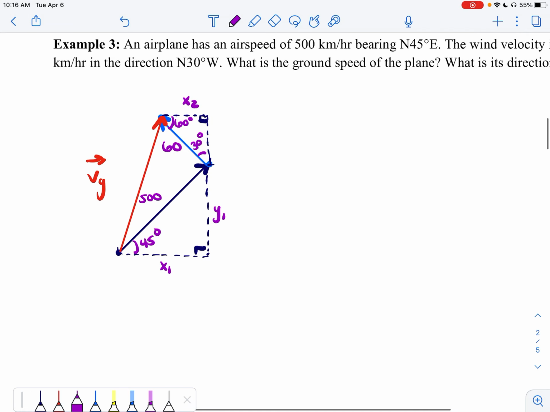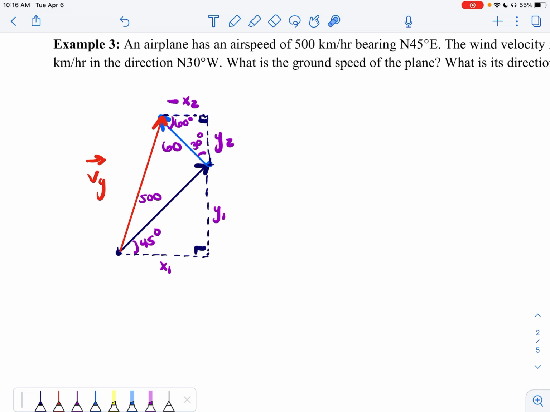Now with this, I want to be a little bit careful. Notice that the wind is blowing to the left. So since it's going to the left, this x2 is actually going to be negative. And then I'm going to call my vertical component y2. So think about directions when you're labeling these out. Right and up are positive, left and down are negative.